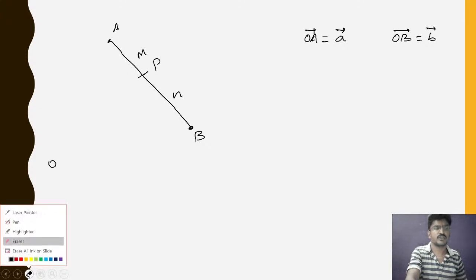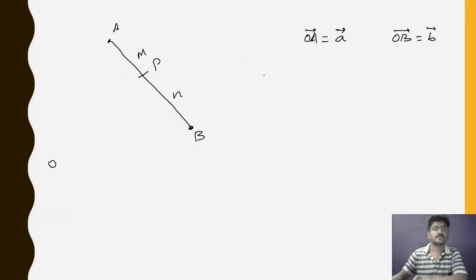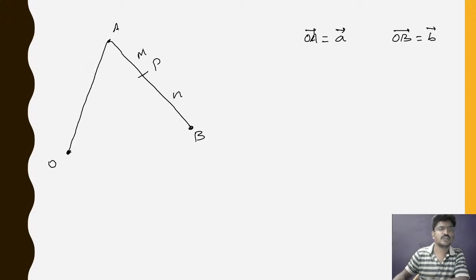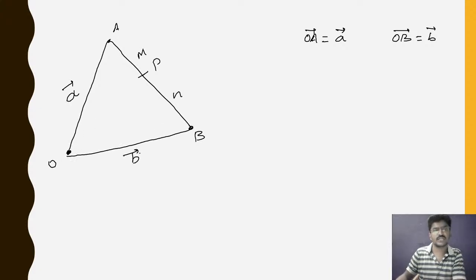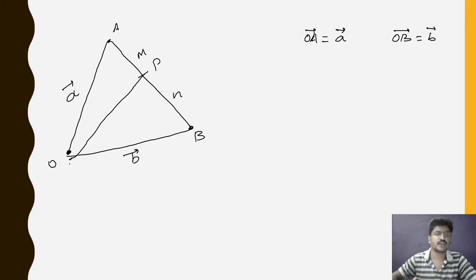That is the position vector of point A. So this is the origin. That is vector A and this is vector B. Okay. So now you can see that this is the OP vector. Clear?